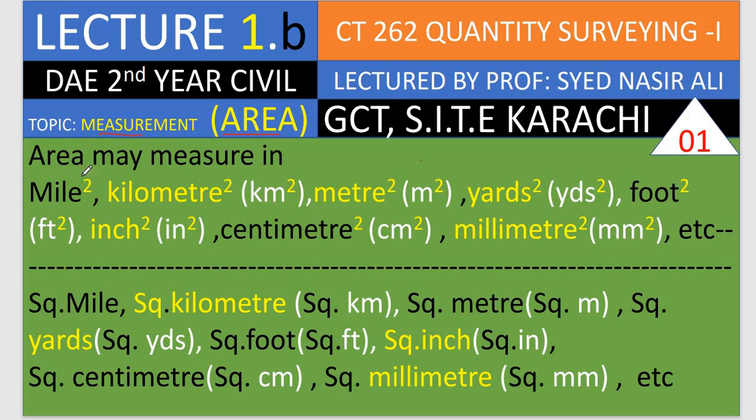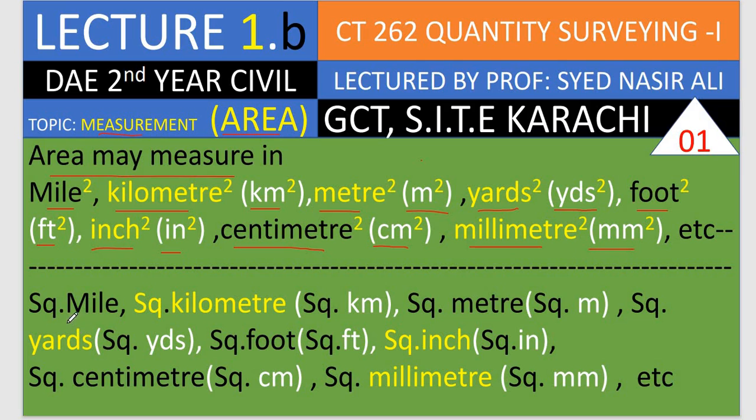Area may be measured in mile square, kilometer square, and this is the short form written as kilometer square, meter square, yard square, foot square, inch square, centimeter square, and millimeter square, each with its own short form.